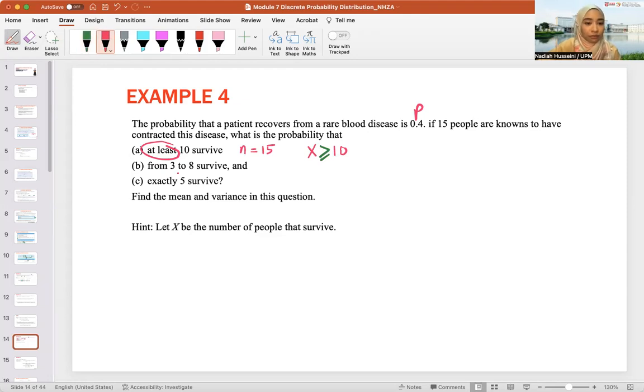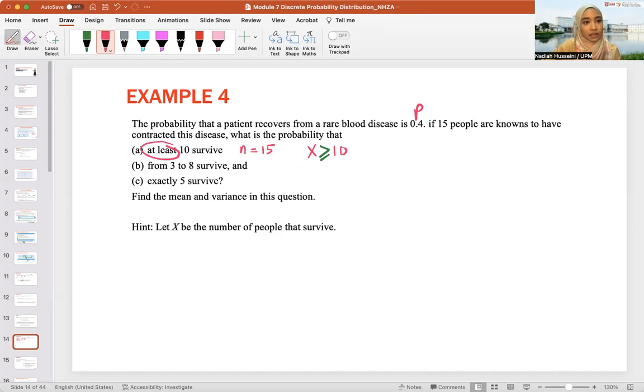What about B? From 3 to 8 survive. What is our N? That's your N. 3 until 8. So what would be the sign? Is this correct? What is our N? N is still 15, because that is the number of trials.